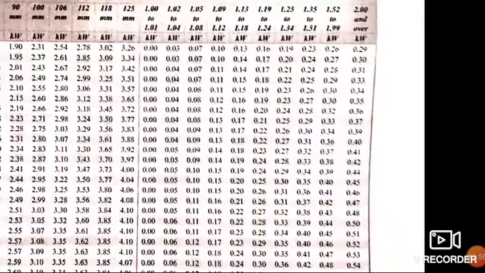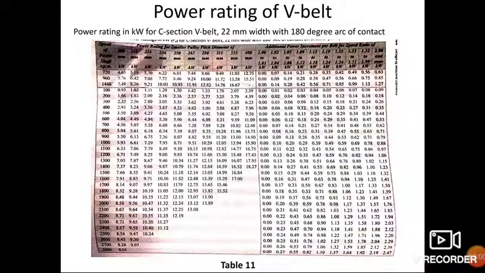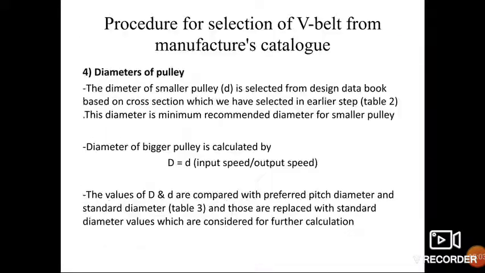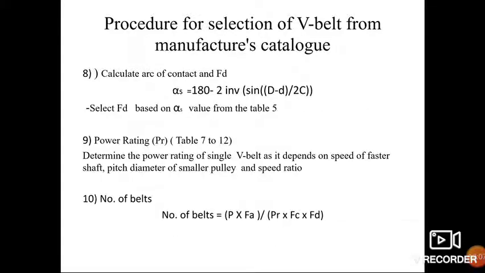But why do we need those values? Basically you need those values for calculating the power. So for calculating the power, you will see the formula for it here. Number of belts is equal to P into Fa upon Pr into Fc into Fd. So P is nothing but the maximum power transmitting capacity, Fa is your correction factor, Pr is the power rating of the belt, that is given in the manufacturer's catalog.